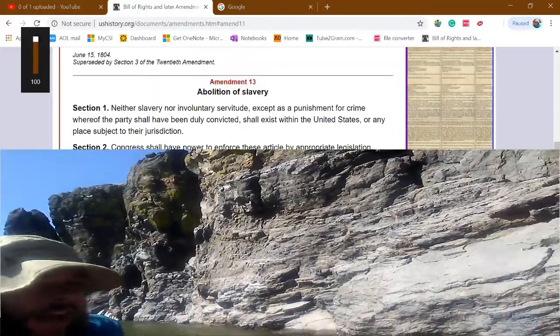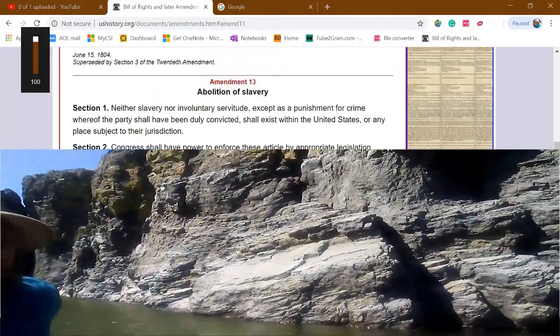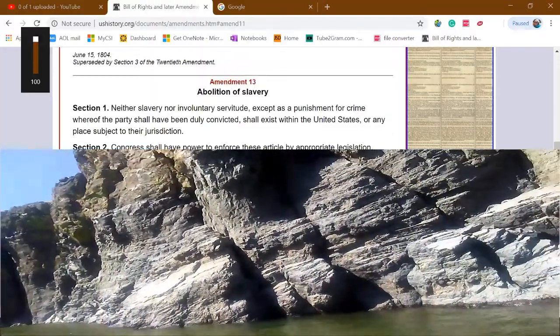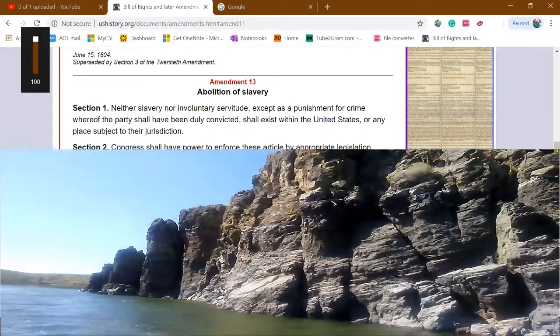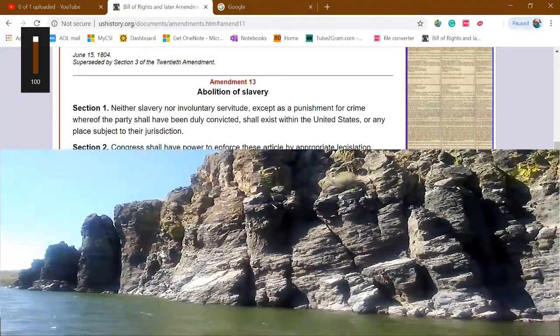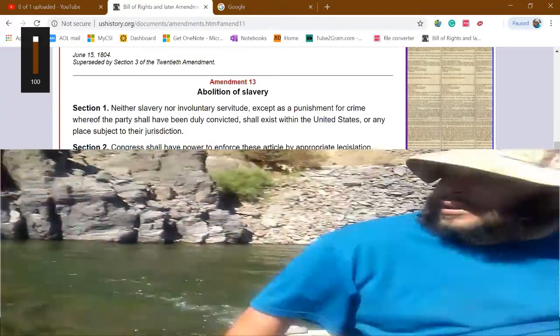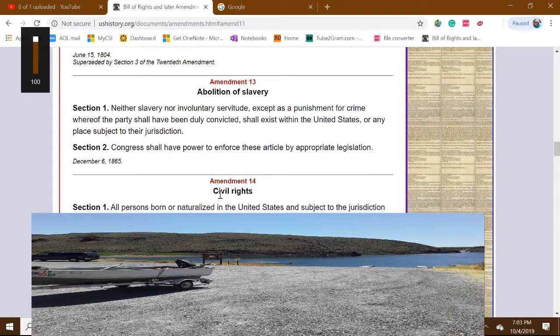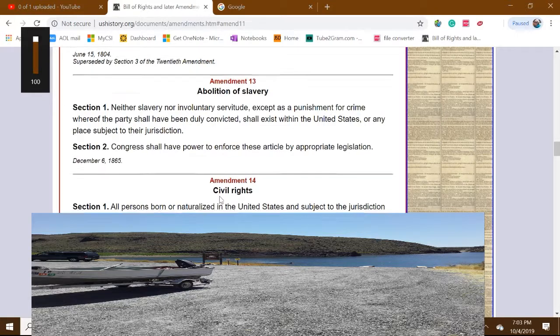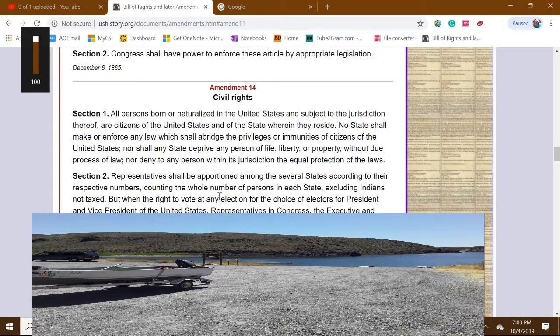Amendment 13, Abolition of Slavery. Section 1. Neither slavery nor involuntary servitude, except as a punishment for crime whereof the party shall have been duly convicted, shall exist within the United States, or any place subject to their jurisdiction. Section 2. Congress shall have power to enforce this article by appropriate legislation. December 6, 1865.